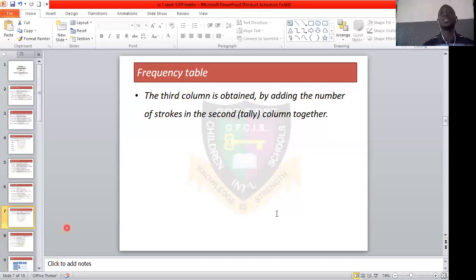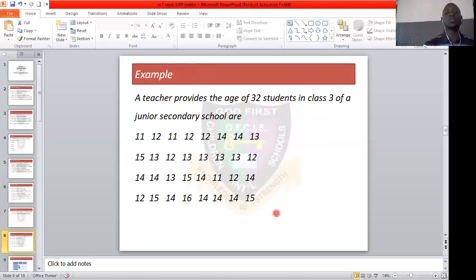Looking at this example now, I told you earlier that we have raw data. This is raw data. I can see the lowest number here is 11, and the highest number is 16. But they are not arranged in an orderly manner. I told you we can arrange it either in ascending order or descending order, but they are not arranged well at all. So we call them raw data because they are randomly arranged. A teacher provides the ages of 32 students in class 3 of a junior secondary school. Let's say this is a JS3 class, and their ages range from 11 years old to 16 years old. Now, how do you calculate?